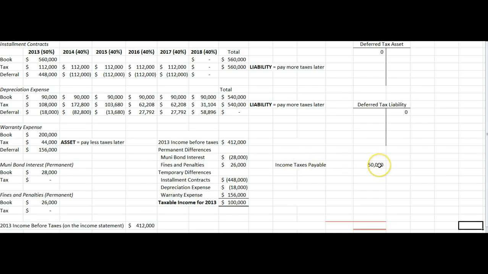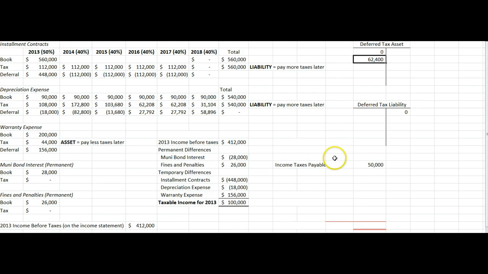So we figured out that we're going to credit income taxes payable for $50,000. That's $100,000 times our 50% rate, which is $50,000. But now we have to figure out what our balance should be in our deferred tax liability and our deferred tax asset account. So let's do the asset first. We've got $156,000 of deductions we're going to get to use in the future. In the future, our tax rate is going to be 40%. So the balance in our deferred tax asset account should be 40% of $156,000. Since it started with zero, to get it to that balance, we're going to have to debit deferred tax asset for $62,400.